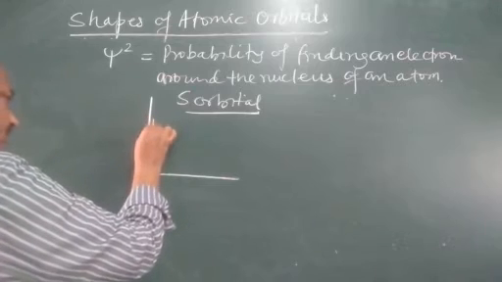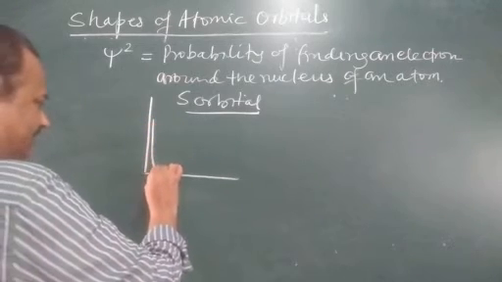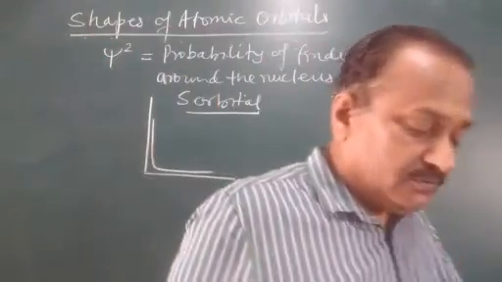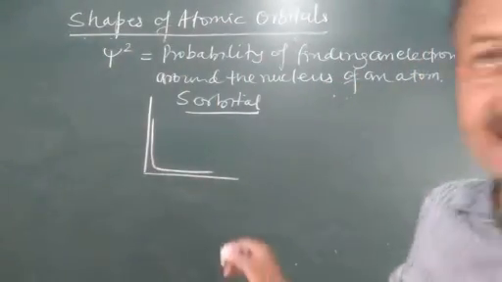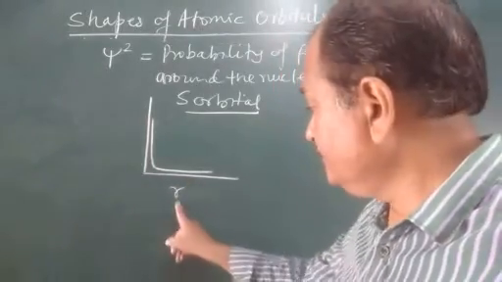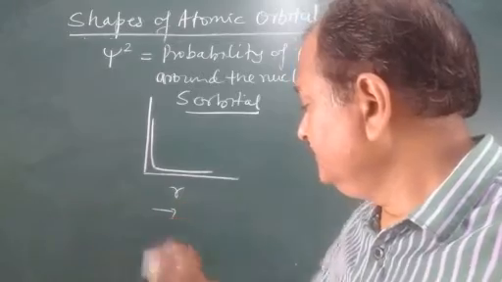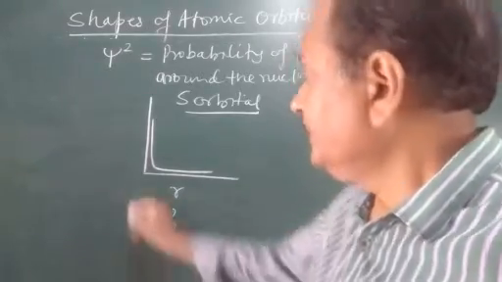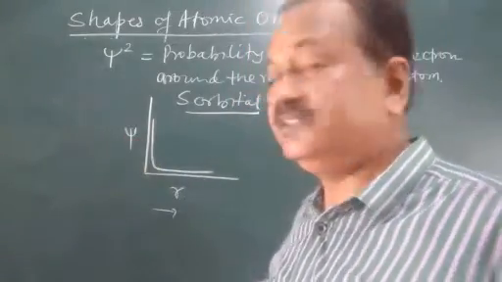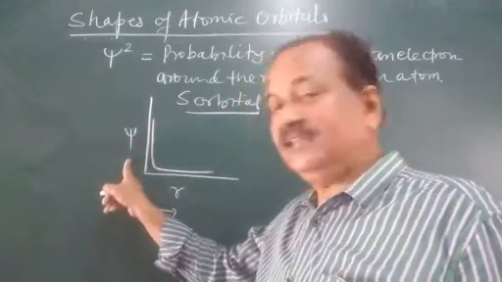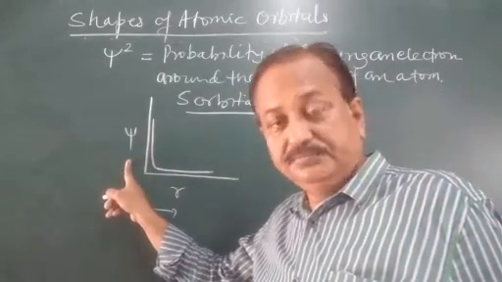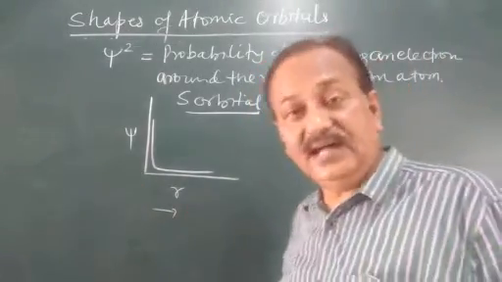So for the S orbital, there is a representation like this. On one axis we have the radius, as I have said. This is the distance variable, and here we have the psi. On this axis there is the psi, that is the amplitude, and on this axis there is the r.